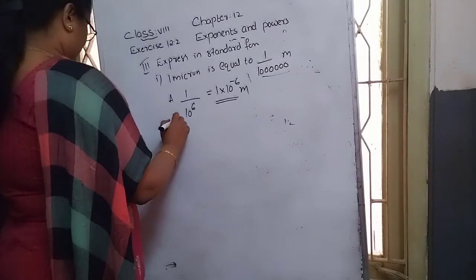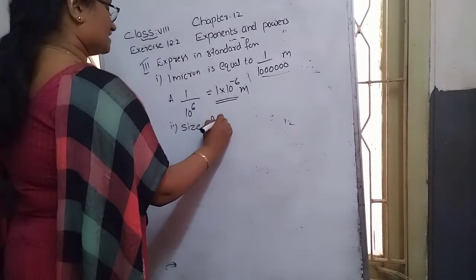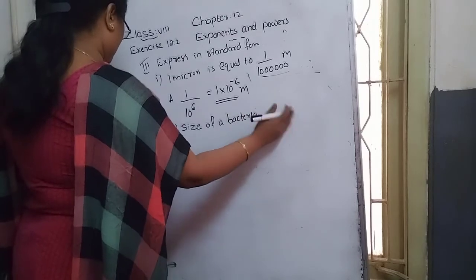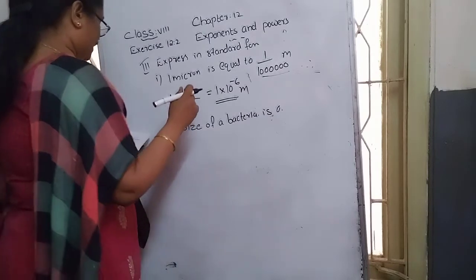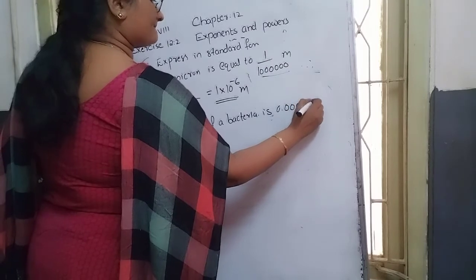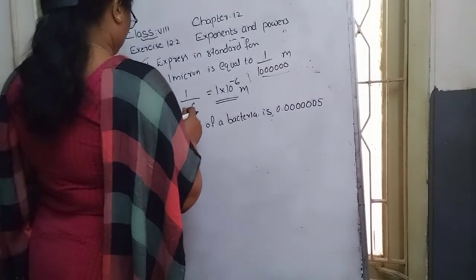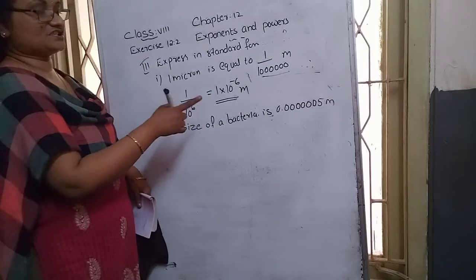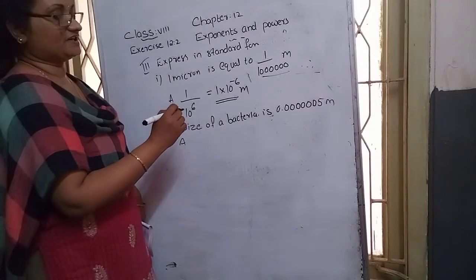Next question: size of a bacteria. The size of the bacteria is given as 0.0005 meter. How to express it? The decimal point is there, and decimal numbers are there. That's why we write it in the standard form.